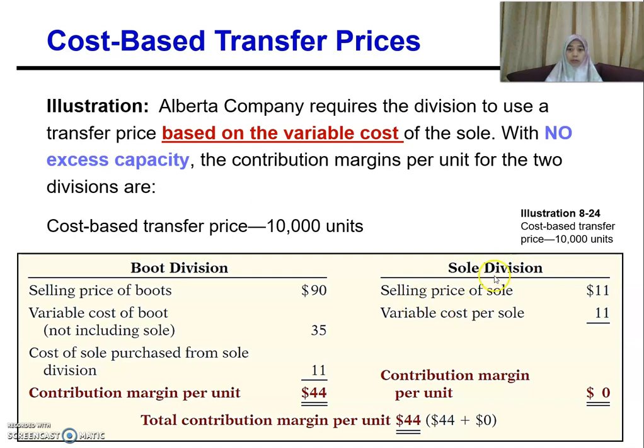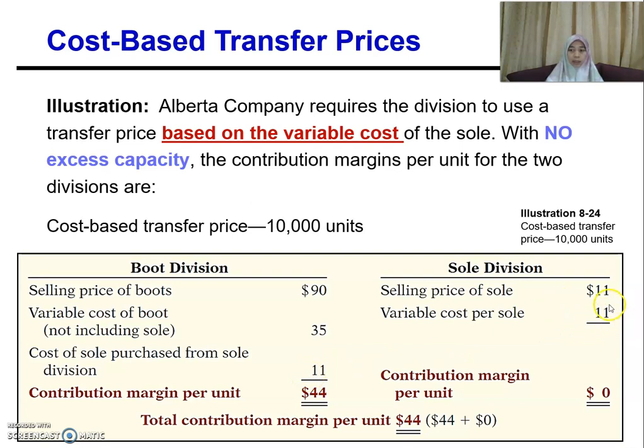So for the sold division, the selling price will only be 11, instead of 18 just now. You sell to the boot division at 11. So your cost is 11, your selling price is 11, so you make no contribution. Your contribution margin is 0. What about the boot division? The selling price of the boot is 90 per unit, and your variable cost excluding the sold is 35. And then the cost of the sold purchased from the sold division is 11 ringgit per unit.